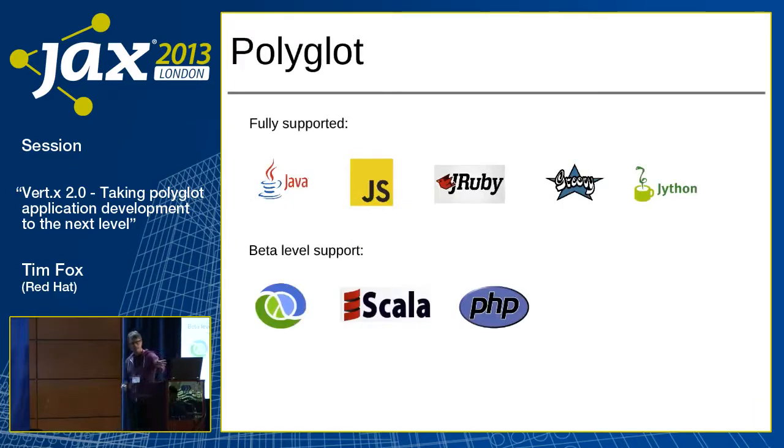Yeah, so polyglot. So right now, inside your Vert.x application, you can use Java, JavaScript, Ruby, Groovy, and Python. And we've got beta level support for Clojure, Scala, and PHP.